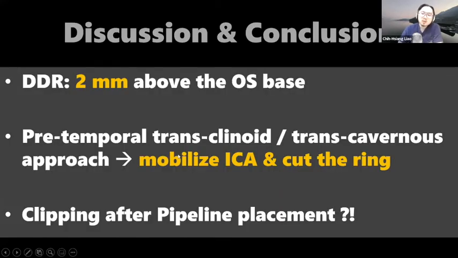So discussion and conclusion. The presumed distal dura ring is about 2 millimeters above the base of the optic strut if you use the CTA angiography as the diagnostic tool. And the pretemporal transclinoid or transcavernous approach makes us easily mobilize the ICA and cut the dura ring, which facilitates us to put the clip into the right position, to deal with the paraclinoid aneurysm, especially when it involves the ring.